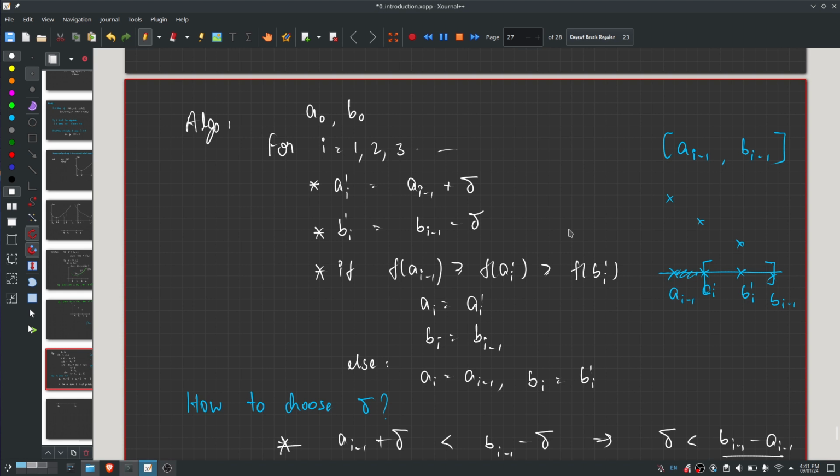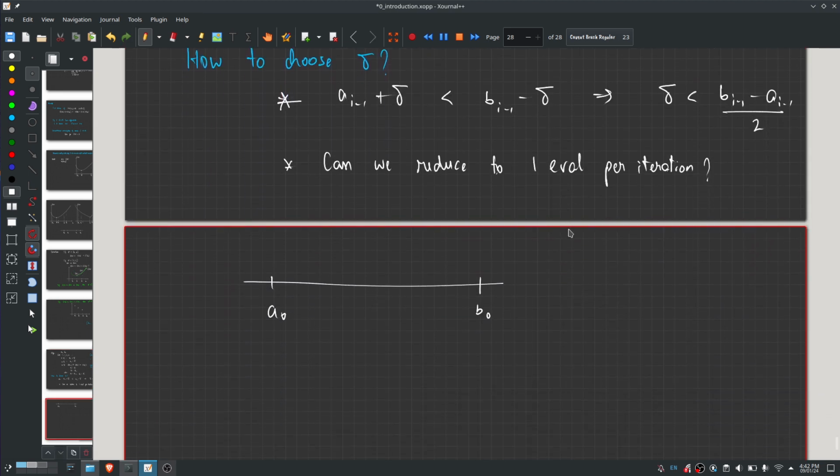Okay, so any questions regarding the algorithm itself? Okay, so now let's come back to how we choose delta. Now I have A0 and B0. Suppose I choose my A1 and B1, and it somehow turns out that the minimum lies in between A0 and B1. That's the first round.